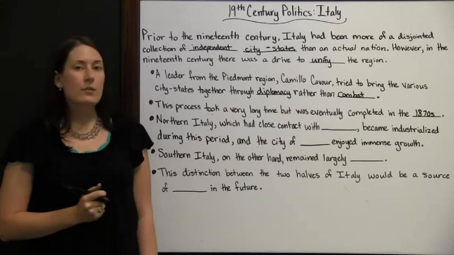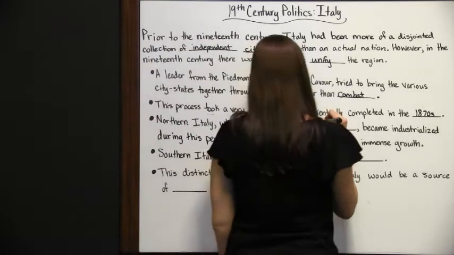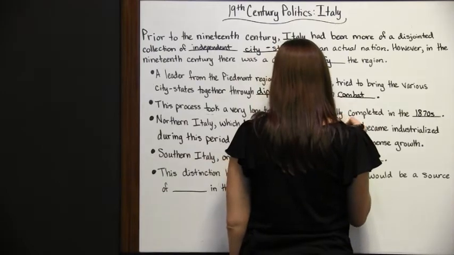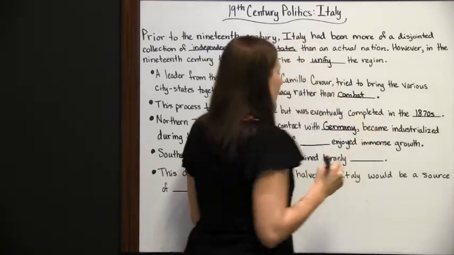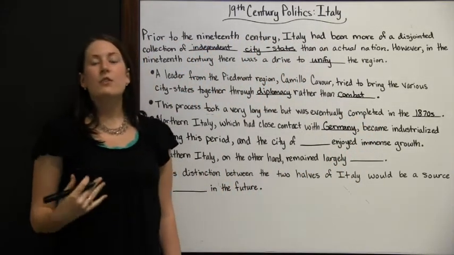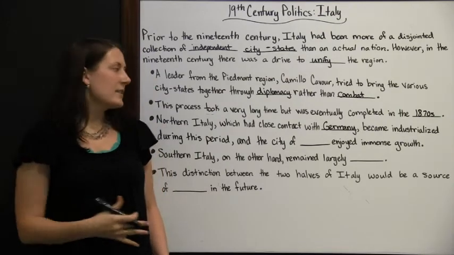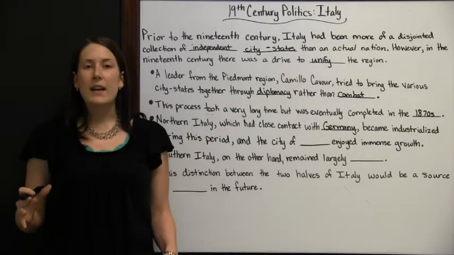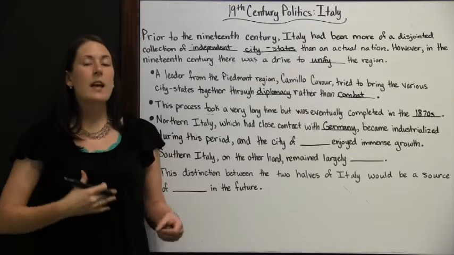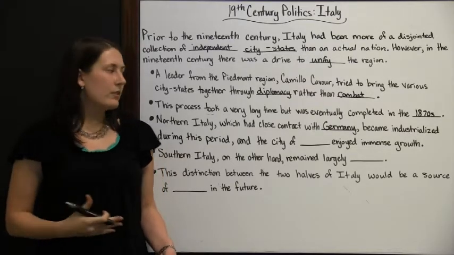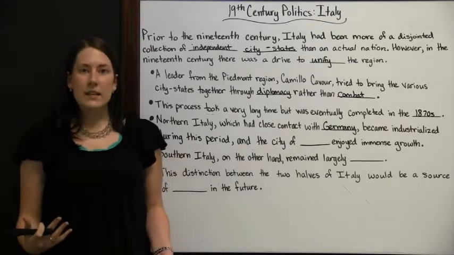Northern Italy, which had close contact with Germany, became industrialized. And that was because around the same time, Germany was becoming very industrialized. So since they were so close and had close contact, as Germany was experiencing the Industrial Revolution, Northern Italy did so as well.